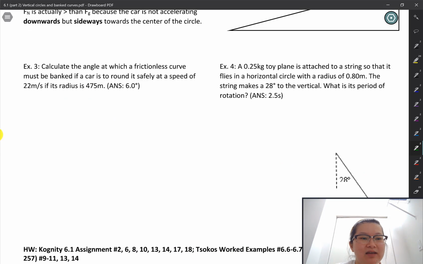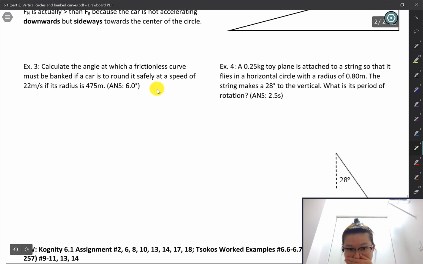So this is what example 3 is all about. Calculate the angle at which a frictionless curve must be banked if a car is to round it safely at a speed of 22 meters per second, and if its radius is 475 meters.